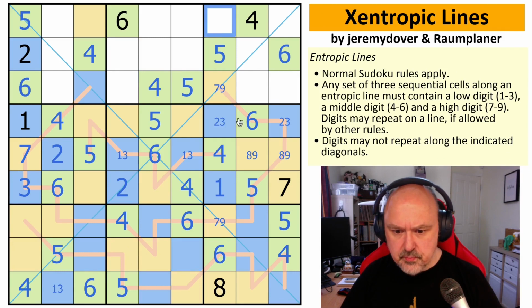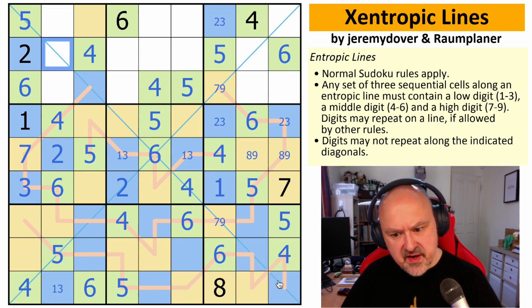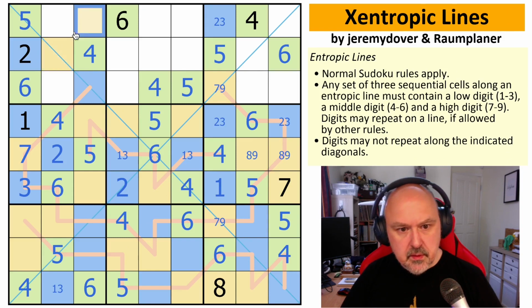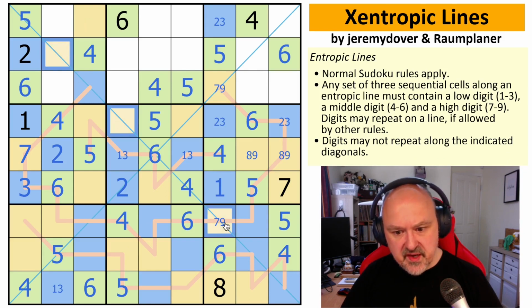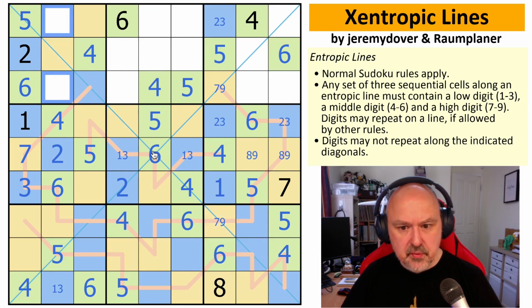Wait a minute, that's blue. So maybe I'm wrong. That is blue. That is 2 or 3. Hang on, I'm just missing 1 on this diagonal. Blue, blue, blue. This is yellow, because I only had 2 on the diagonal. So what am I missing here now? A blue and a yellow.